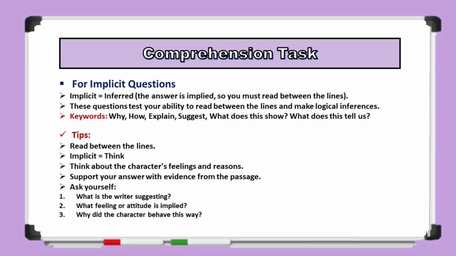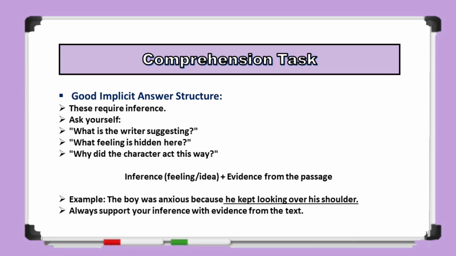Whenever you answer an implicit question, ask yourself 3 simple questions. What is the writer suggesting? What feeling or attitude is being implied? Why did the character behave in this way? Once you have worked out the hidden meaning, support your answer with evidence from the passage. A good implicit answer always has 2 parts. First, explain the inference or hidden idea. Then support it with evidence from the text.